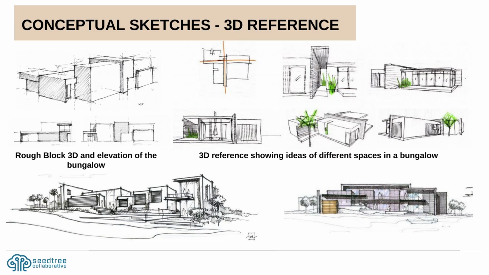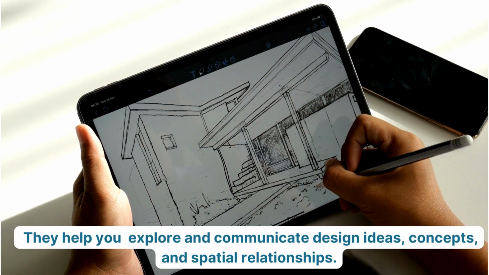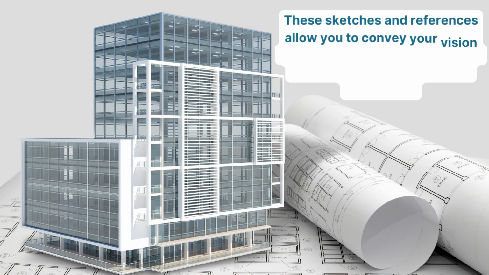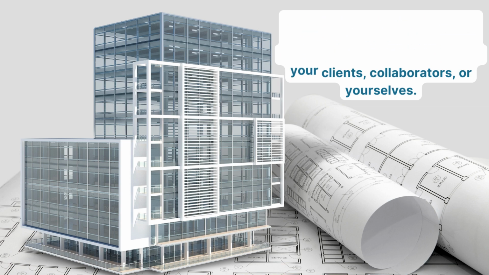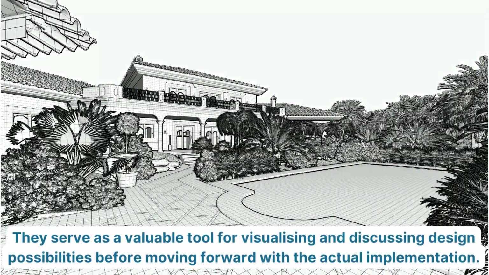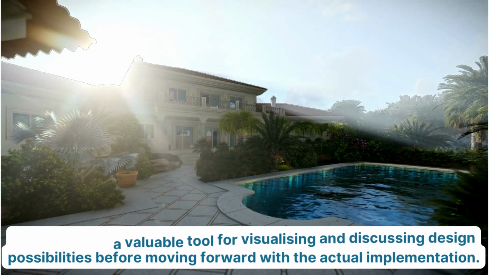Conceptual sketches and 3D references are visual representations used in the early stages of the design process. They help you explore and communicate design ideas, concepts, and spatial relationships. These sketches and references allow you to convey your vision and initial design thinking to yourself, your clients, collaborators, or others. They serve as a valuable tool for visualizing and discussing design possibilities before moving forward with the actual implementation.